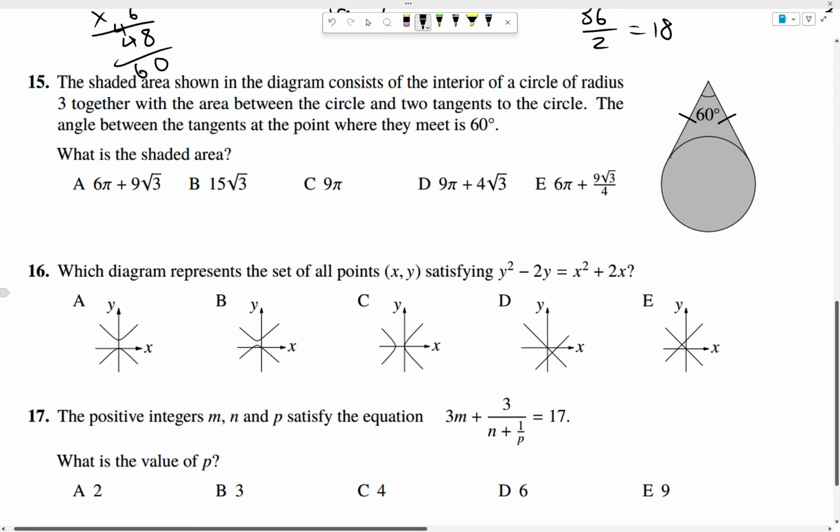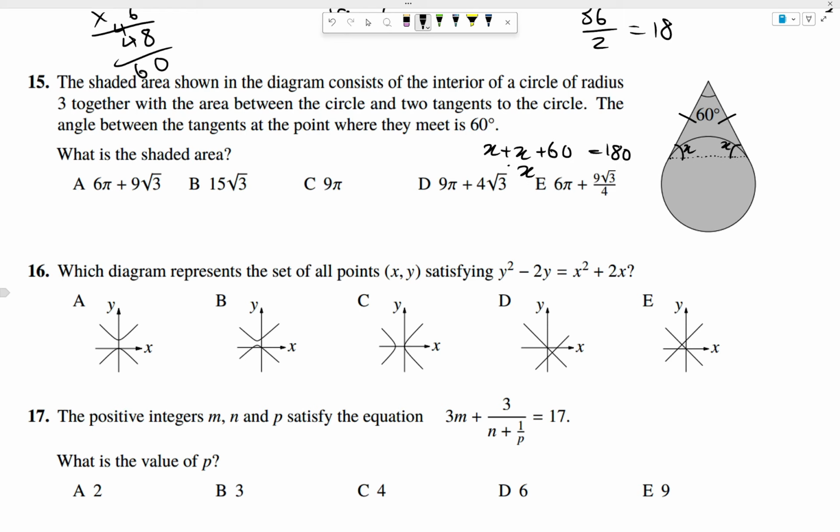And then I'm going to draw this line here. Because this is an isosceles triangle, and one of the angles is 60, all the angles add up to 180, and if this angle is x and this angle is x, then x plus x plus 60 is 180, therefore 2x is 120, and therefore x is also 60. So this triangle is in fact an equilateral triangle, which will be useful.